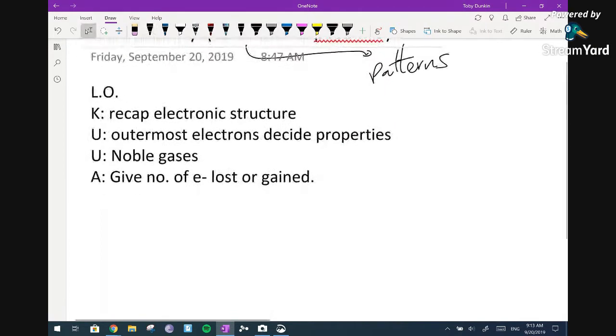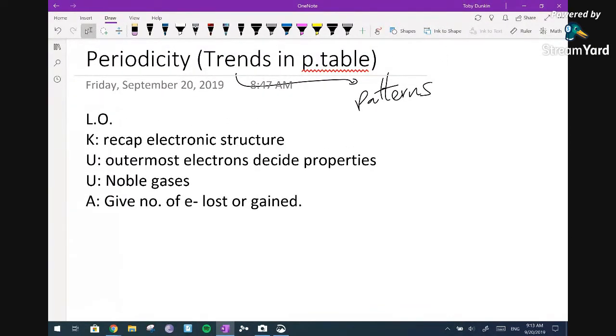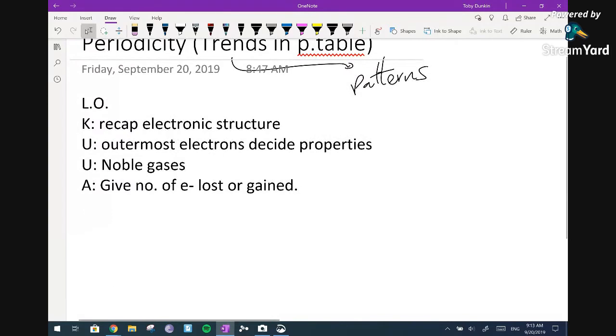So we've got 4 learning objectives today. Learning objective number 1 is a knowledge one. We're going to recap electronic structures and look at how that links to my periodic table. It's a reminder. I know that we've already done it, but we're just going to go through it again. Next one is understand that the outermost electrons decide properties. Next one is understand noble gases. So I'm now dropping into the families of my wonderful table. And the last one is be able to give the number of electrons.